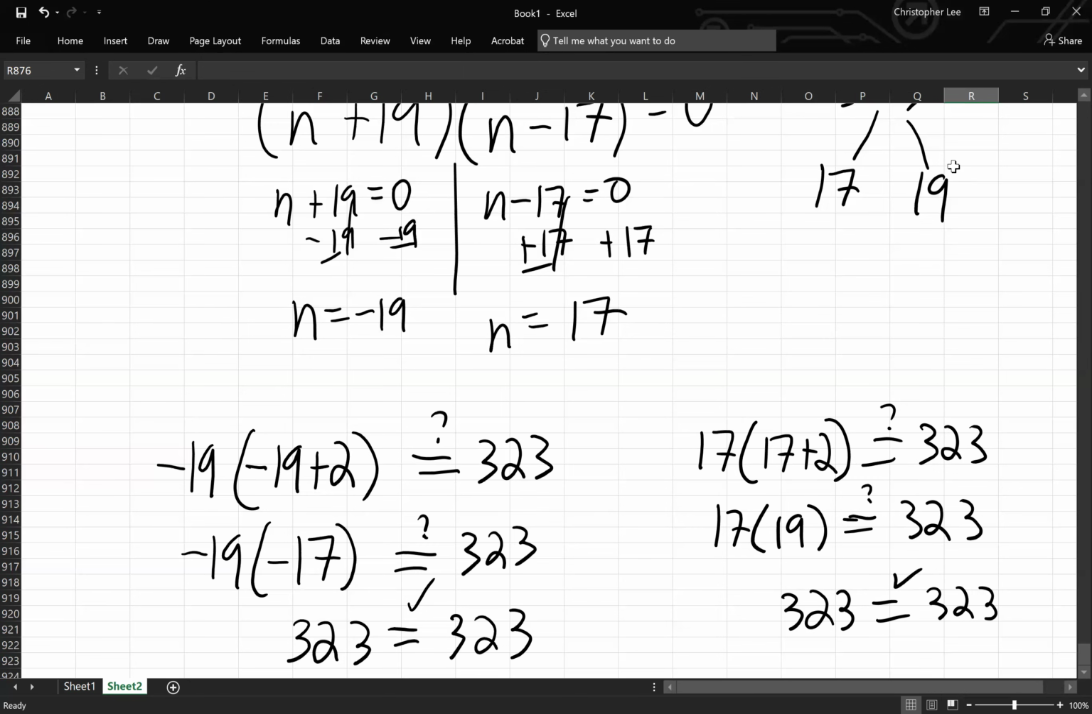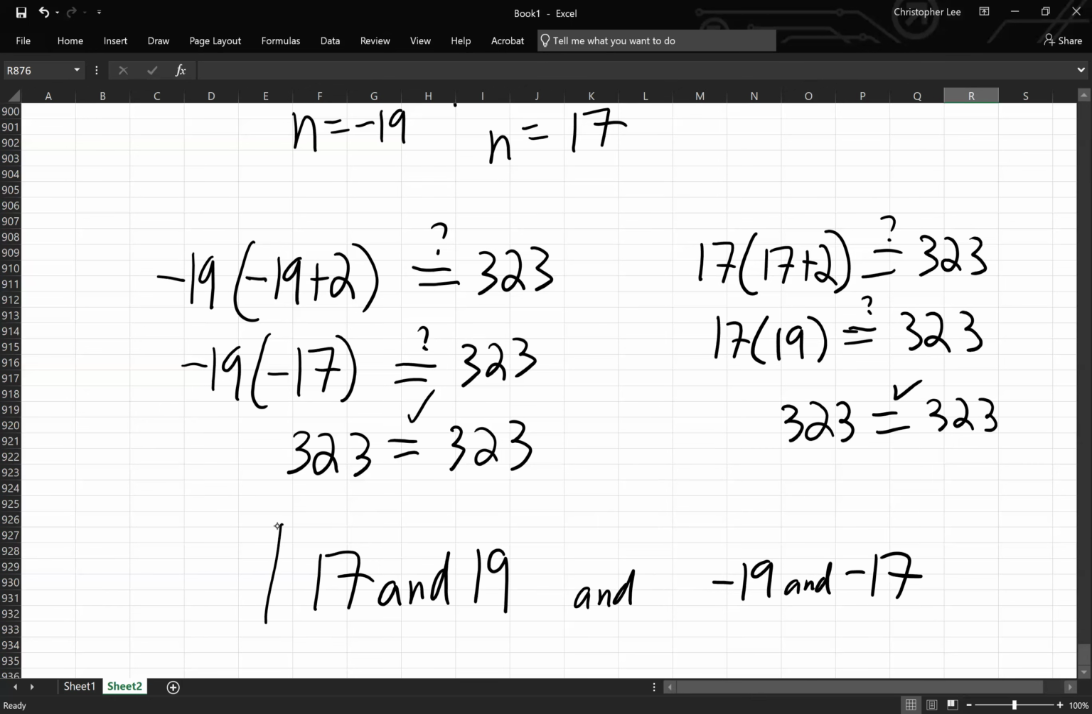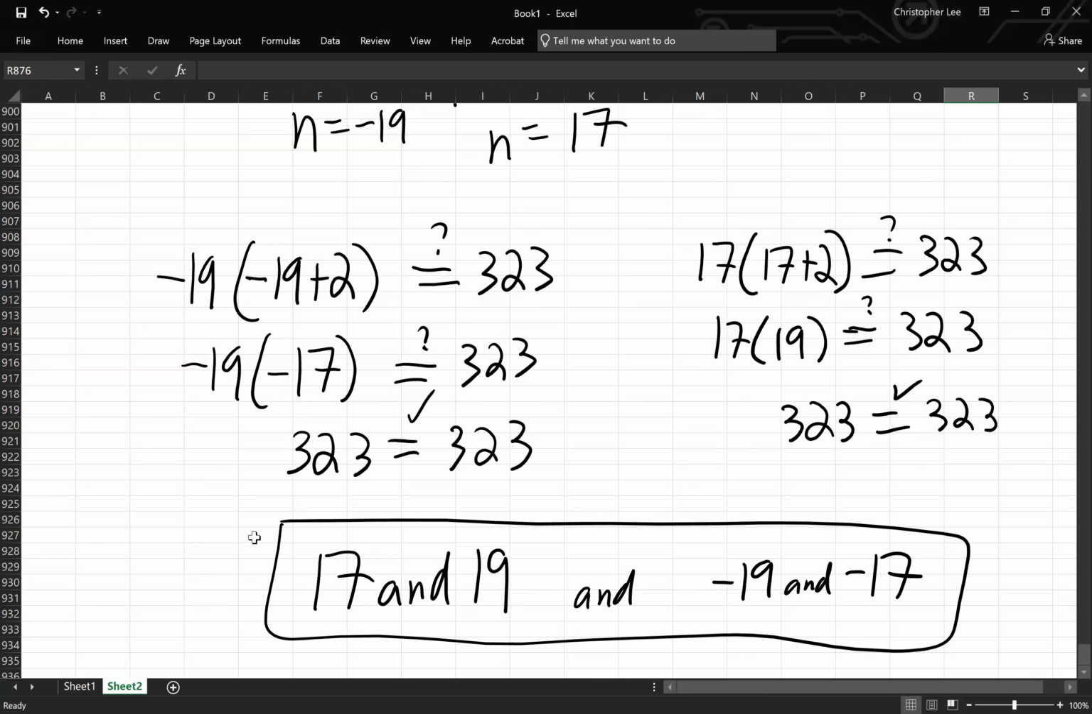So what are my consecutive numbers? They're 17 and 19, right? I should say and, because it's two sets of them, right? And negative 19 and negative 17. So these would be my answers for this question. All right. Any questions on this?